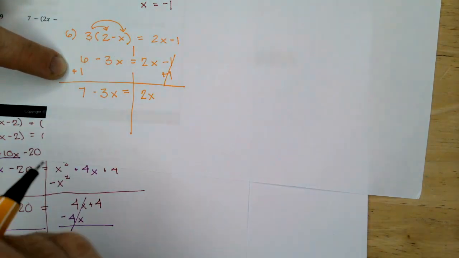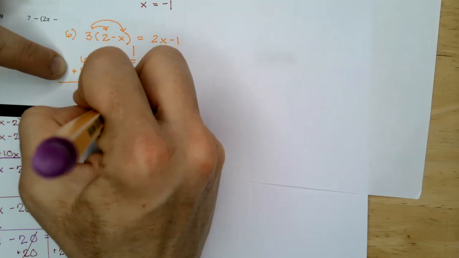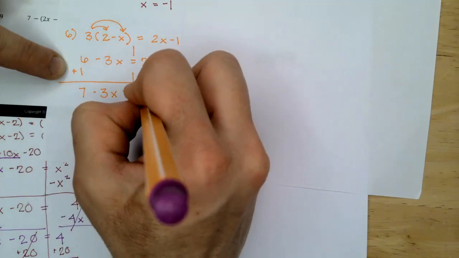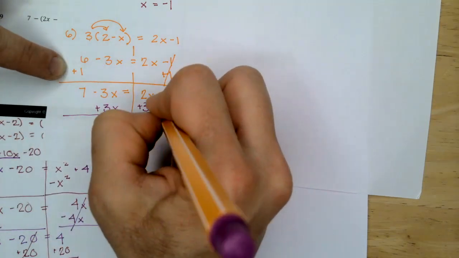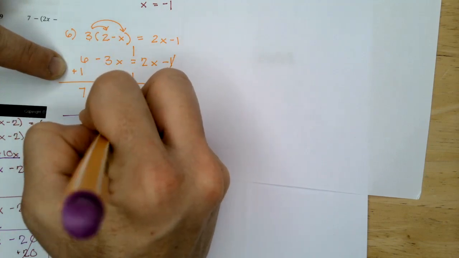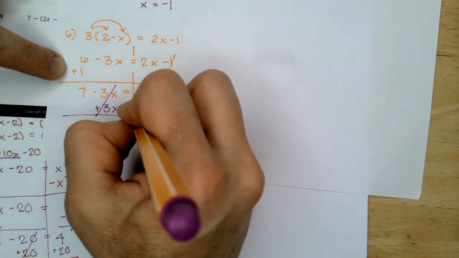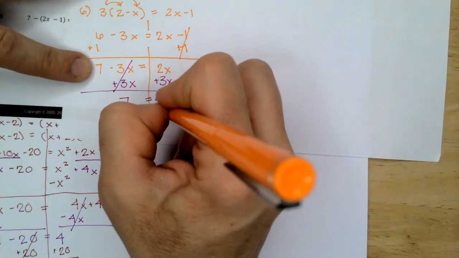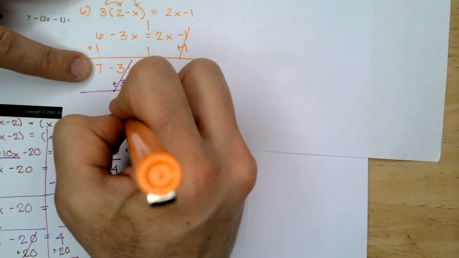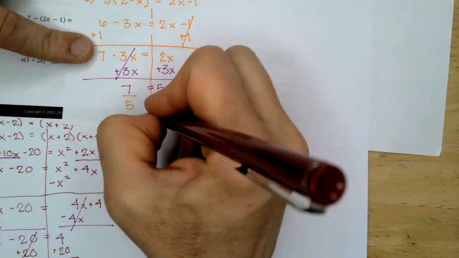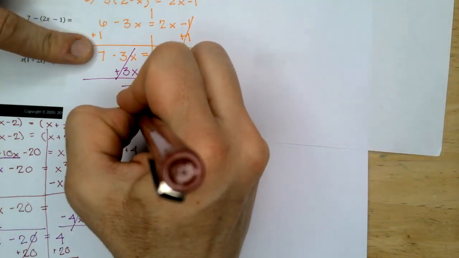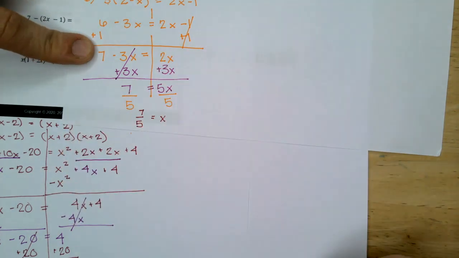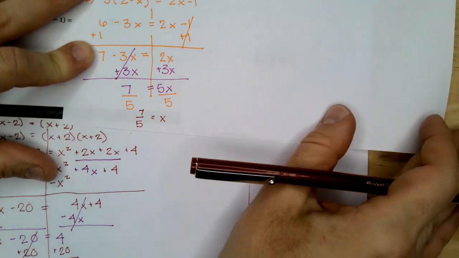Good. Now I'm going to move the 3x over. It's a negative 3x, so I'm going to add 3x to both sides to cancel it over here, but it will exist over here. 2 and 3 is 5x. Last step, x is being multiplied by 5, so I'm going to divide by 5. And at the end you have x is 7/5. Okay?